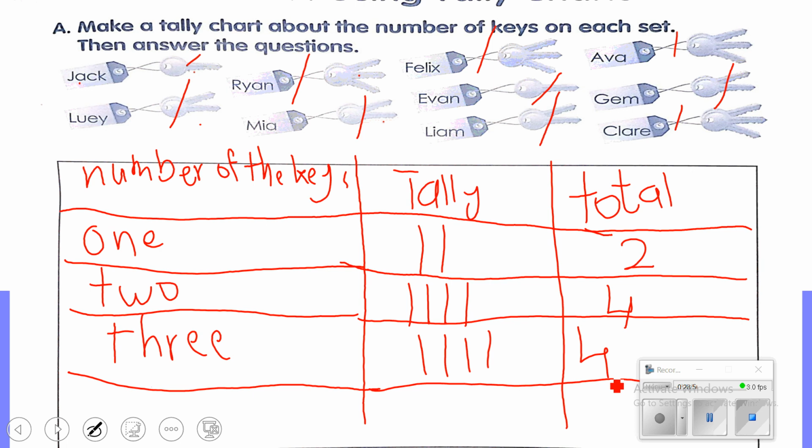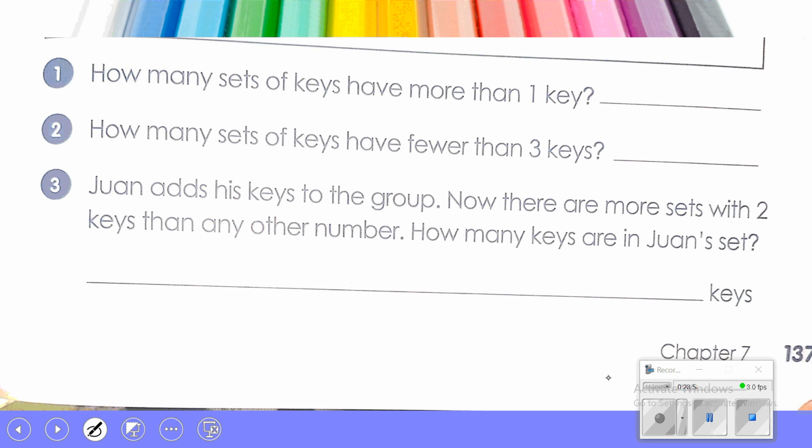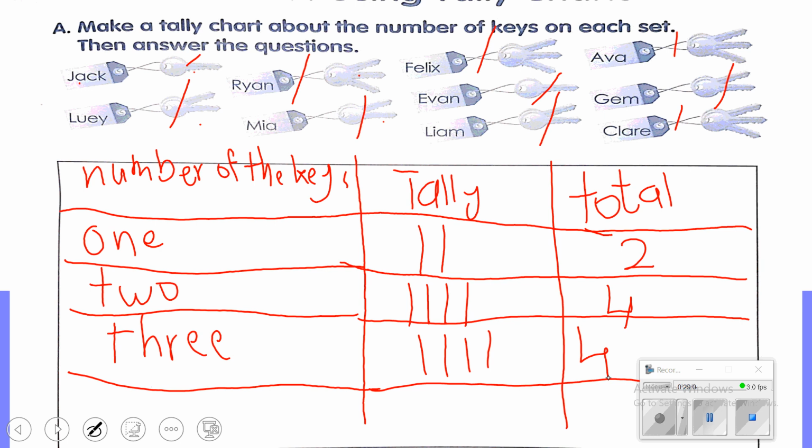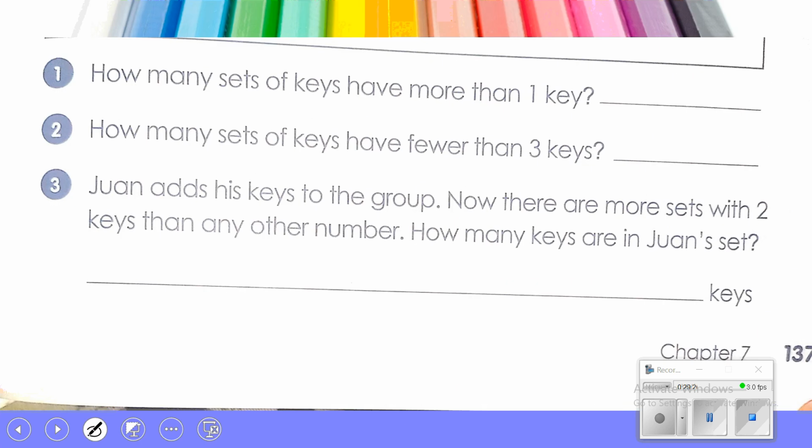Yes. So let's go back to the question. How many sets of keys have more than one key? Yes. I have here one key. So I want to count all the keys that have more than one. That means they have two and three keys. That means I have to add 4 and 4. Perfect. 4 and 4. It will be 8. Now, how many sets of keys have fewer than 3 keys?